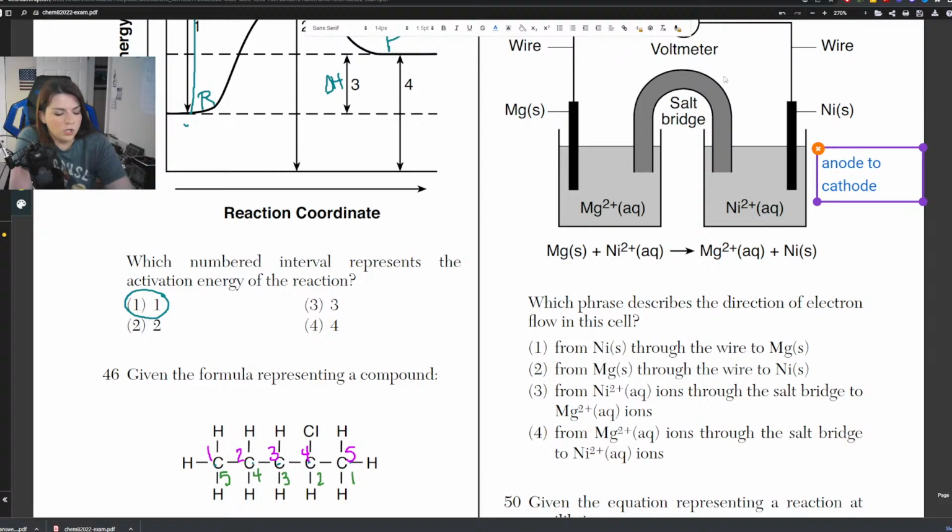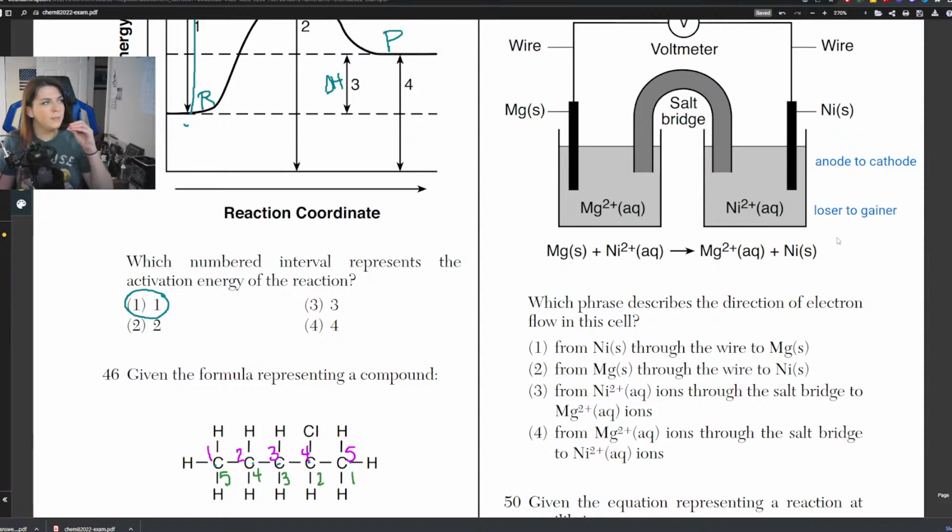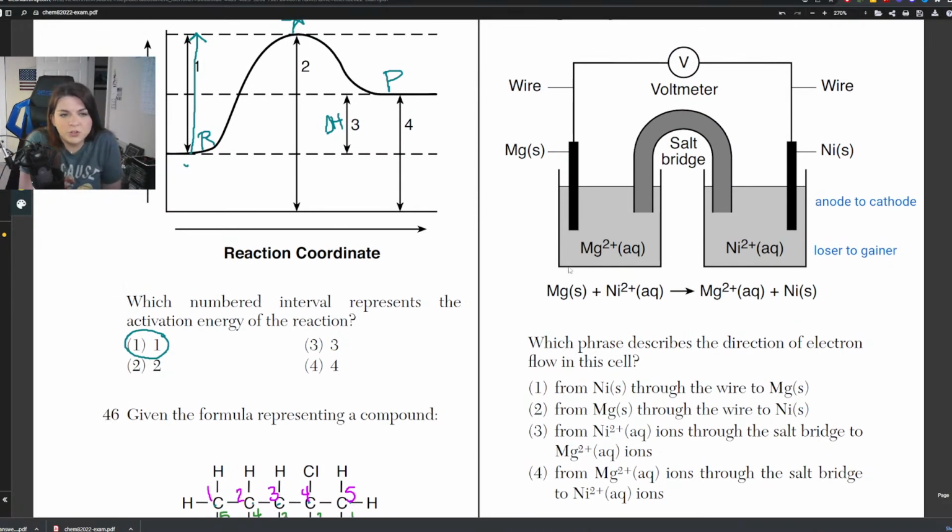And they are also going to move over there. They go from anode to cathode, but they are also going to go from loser to gainer. One metal is going to lose electrons and push them to the gainer. And the question is, who is losing and who is gaining? There's a few ways to figure this out. I'm going to work from hardest to easiest.